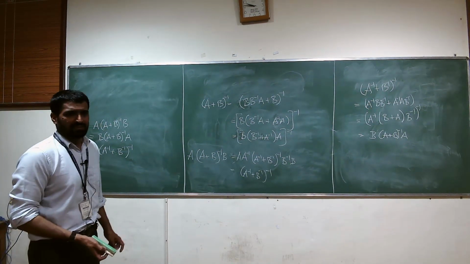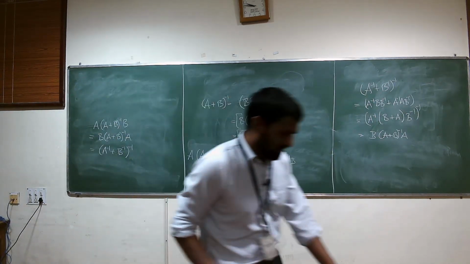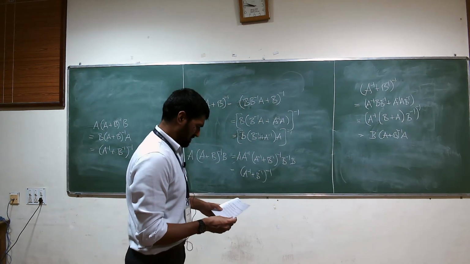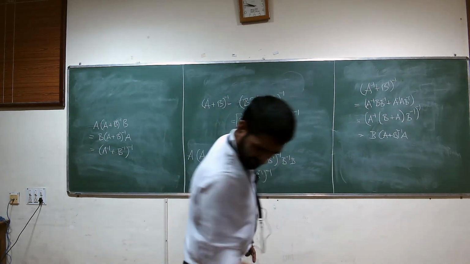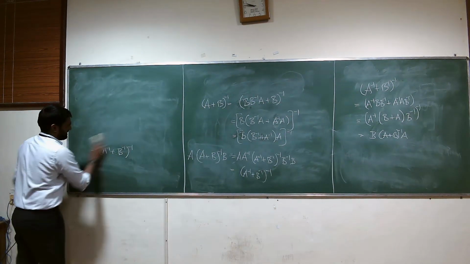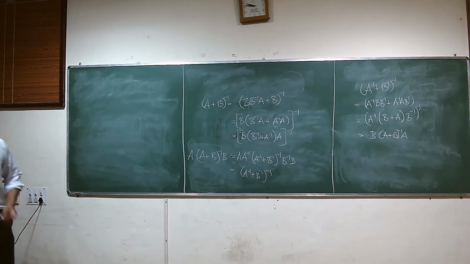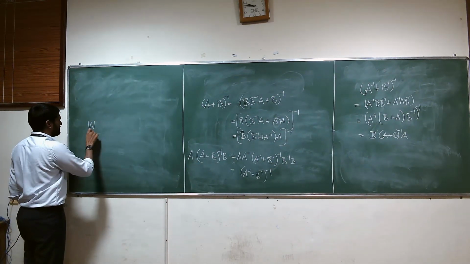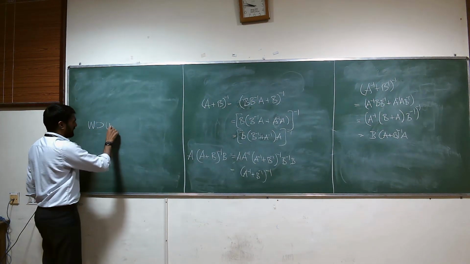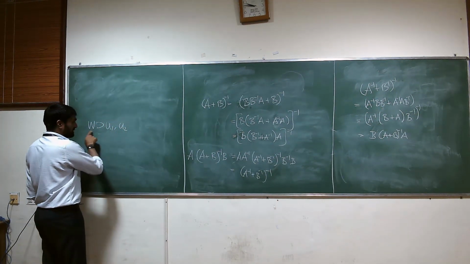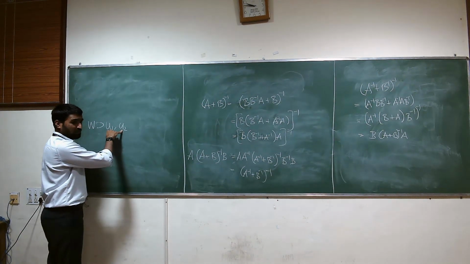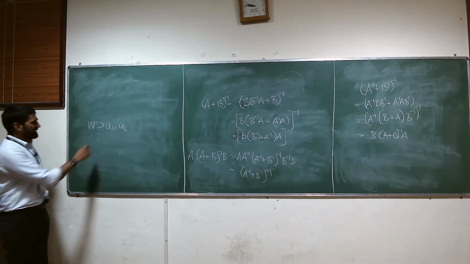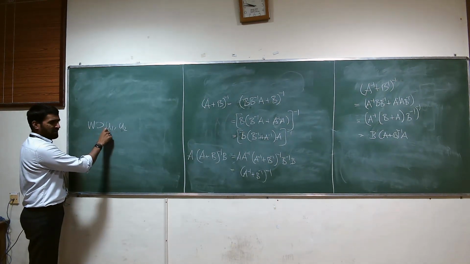Okay. Anything else? Subspace is also nice. Okay. So let's say we have a parent space W, and we've got two subspaces U1, U2. This is a vector space. What does it mean to say U1 and U2 are subspaces of W? Well, it's a subset of W, and it's a vector space.